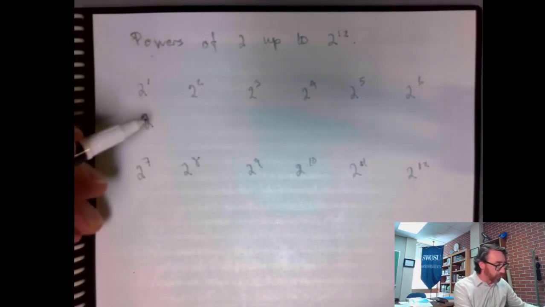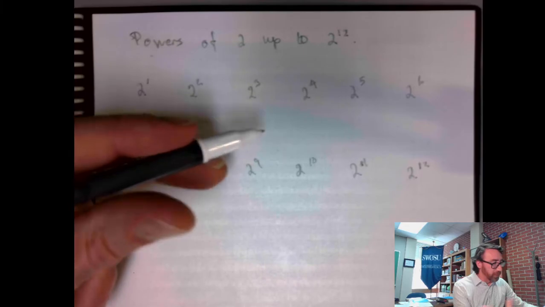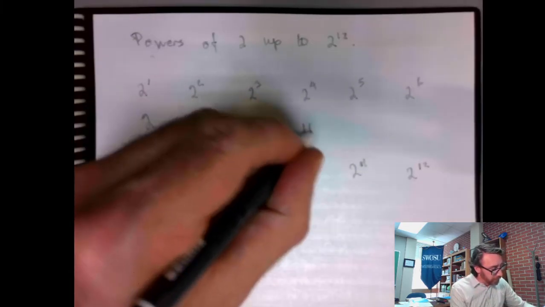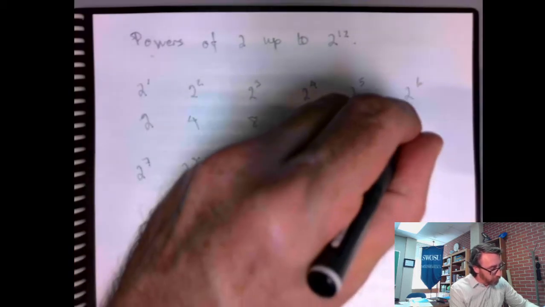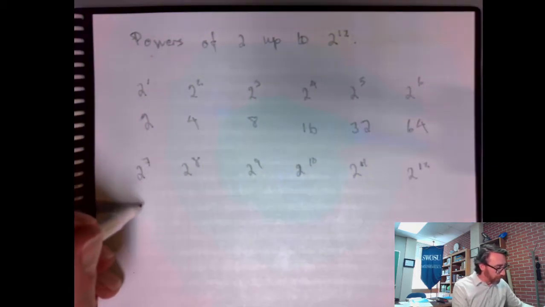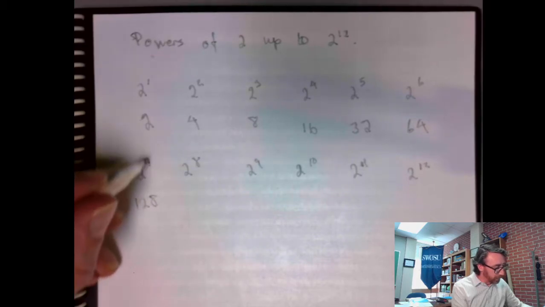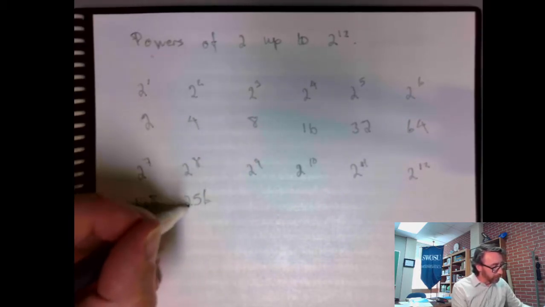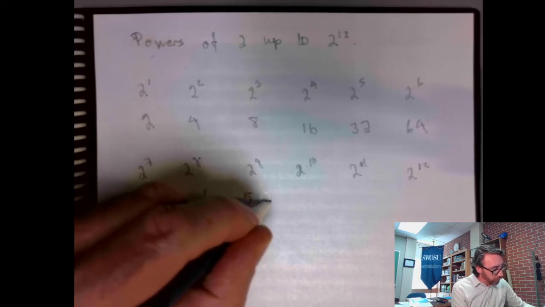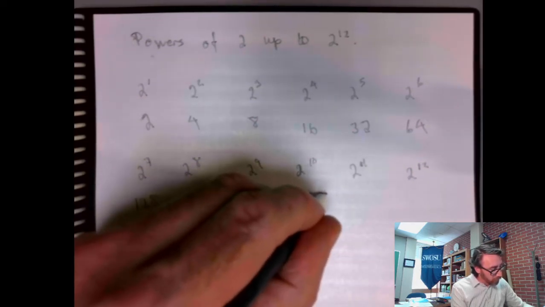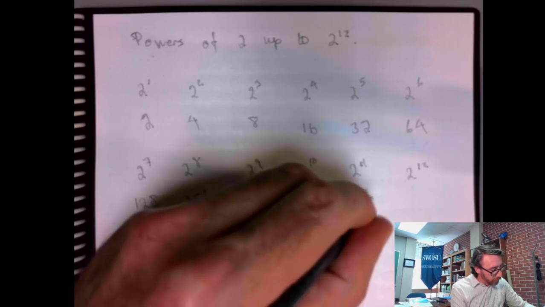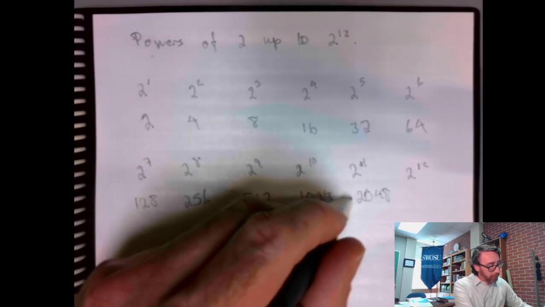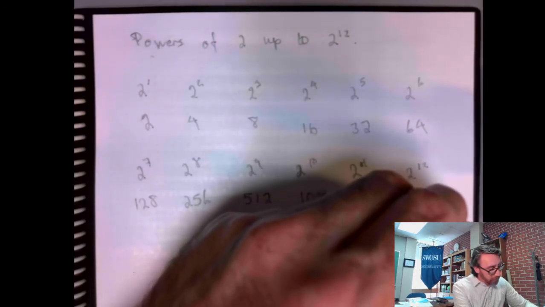Okay, 2 to the 1st is, of course, just 2. And, of course, you keep doubling to get the next one here. So you'd have 4, 8, 16, 32, 64. Double that, 128. That's 2 to the 7th. 256, 512, 1024, 2048, and then 4096.